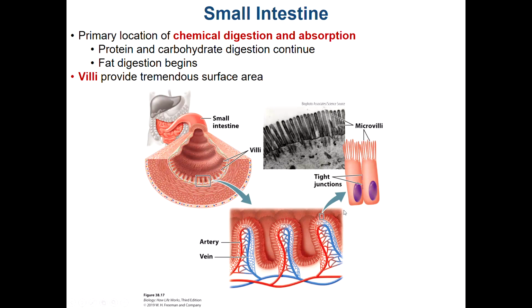If we look at this picture, we have in the lining of our small intestines many villi. And if we look here, you can see how many of these there are. This provides tremendous surface area, which aids in transporting nutrients out of our small intestine and into other cells.